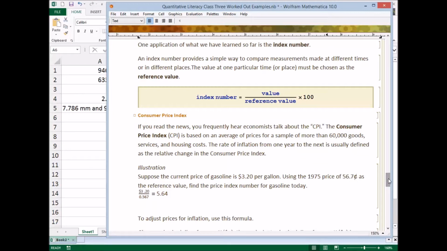Consumer price index, or CPI, you probably hear about it if you read the news or read the papers or watch the news. It is based on the average prices for a sample of more than 60,000 goods, services, and housing costs. The rate of inflation from one year to the next is usually defined as the relative change in the consumer price index. So that's how you figure out the rate of inflation using CPI.